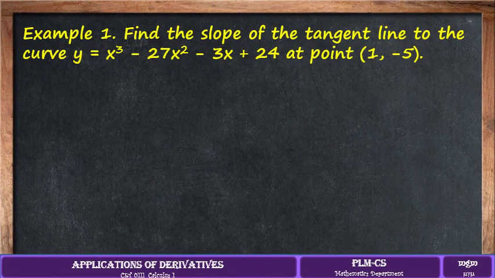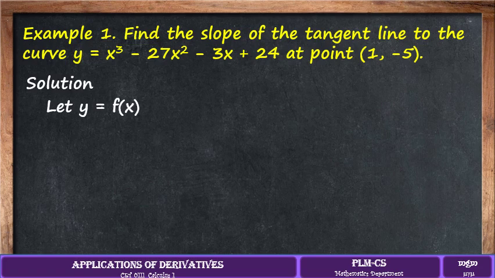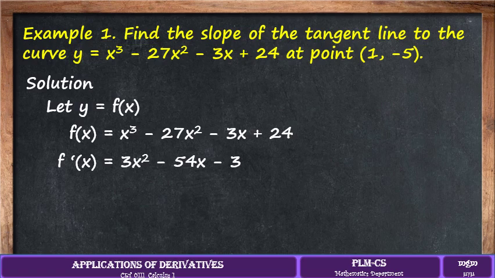For our first example, we are asked to find the slope of the tangent line to the curve y equals x cubed minus 27x squared minus 3x plus 24 at point (1, -5). To solve this, we have to let y be equal to f of x. So f of x equals x cubed minus 27x squared minus 3x plus 24. Getting the derivative of the given function, we obtain f prime of x equals 3x squared minus 54x minus 3.